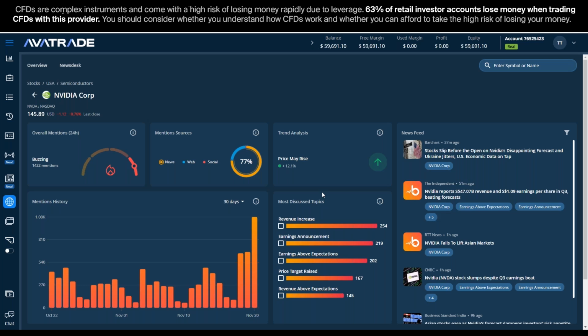And so the technical trend still shows that the price might rise in the short term, but we see it in the headlines straight away. Stocks slip before the open on NVIDIA's disappointing forecast and Ukraine jitters. Okay, so jitters about what will Russia do about Ukraine using long-range missiles, which has nothing to do with the earnings numbers from NVIDIA yesterday. That would affect the entire stock market, right?